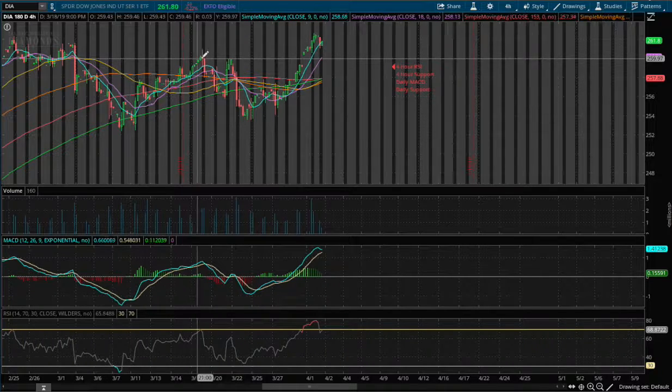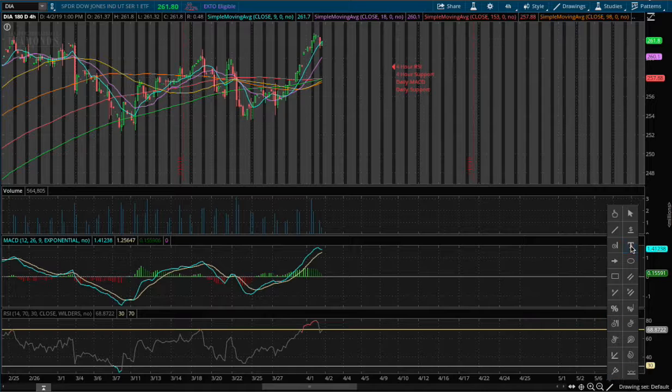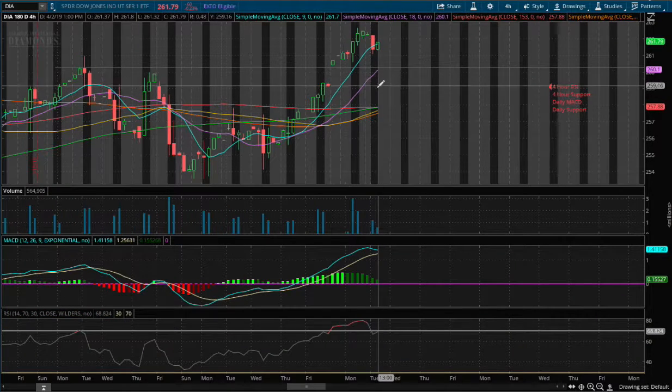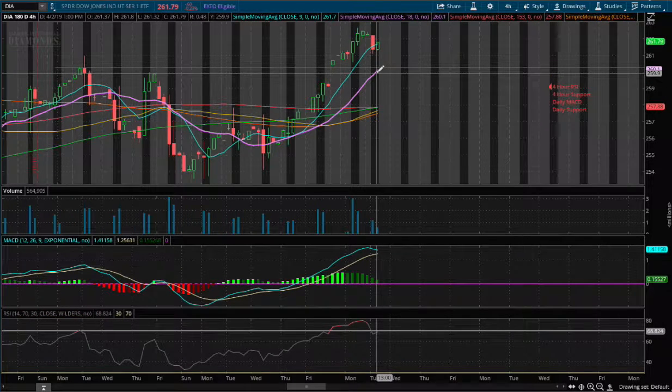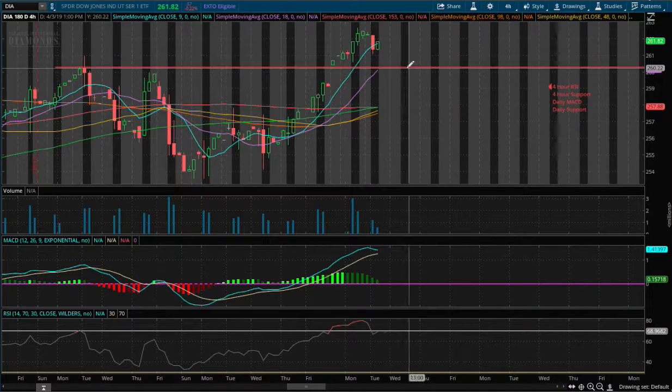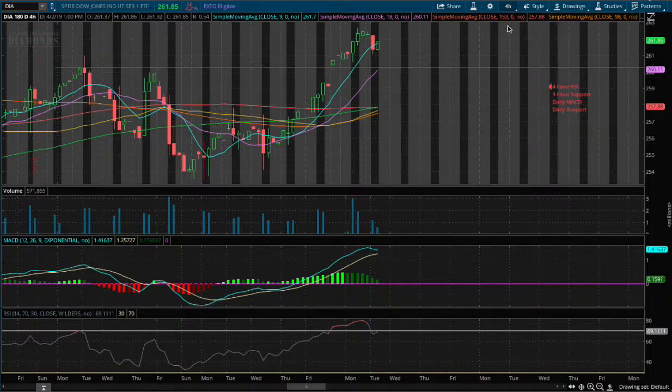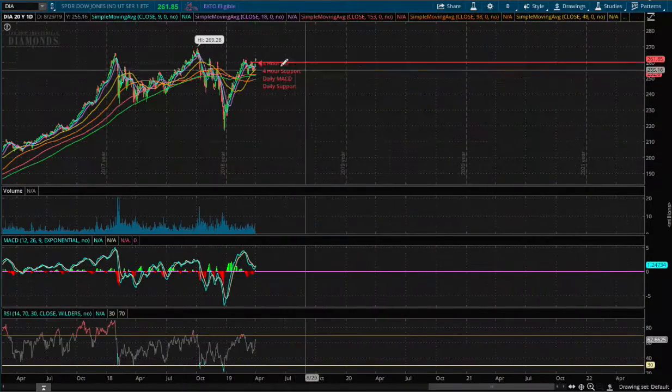The first spot will be this price level that dates back to March 19 and March 21st. So past resistance is now current support, and that coincides with the 18 moving average. And that price level is $260, approximately less than a percent move.